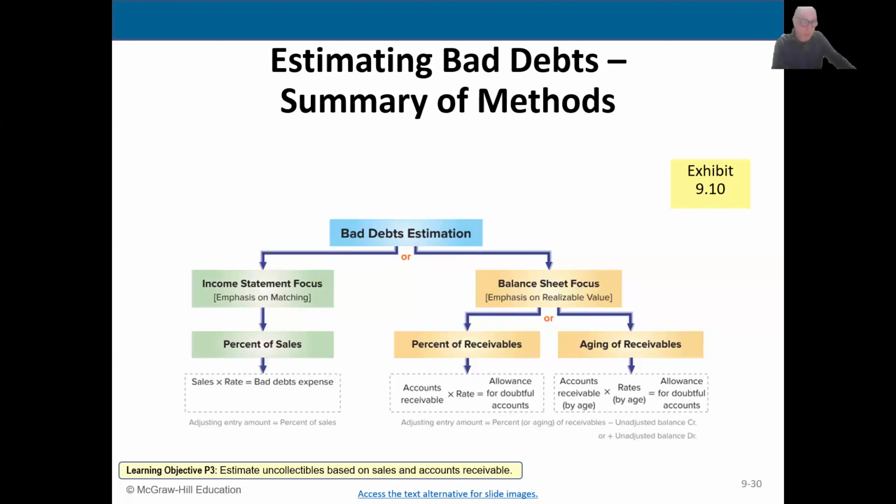And then, of course, the aging of receivables, which was the one that I just showed you. We take the dollar amount by the age of what's outstanding, 1 to 30, 31 to 60, 61 to 90, 91 plus, times the percentage based off of each age. That gives us the total allowance for doubtful accounts when we add them all up. So that just shows you a comparison of the different methods.